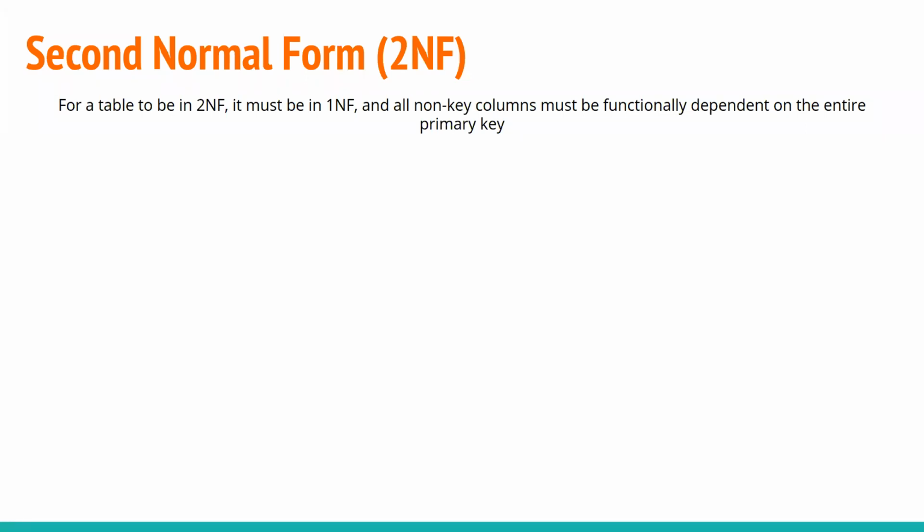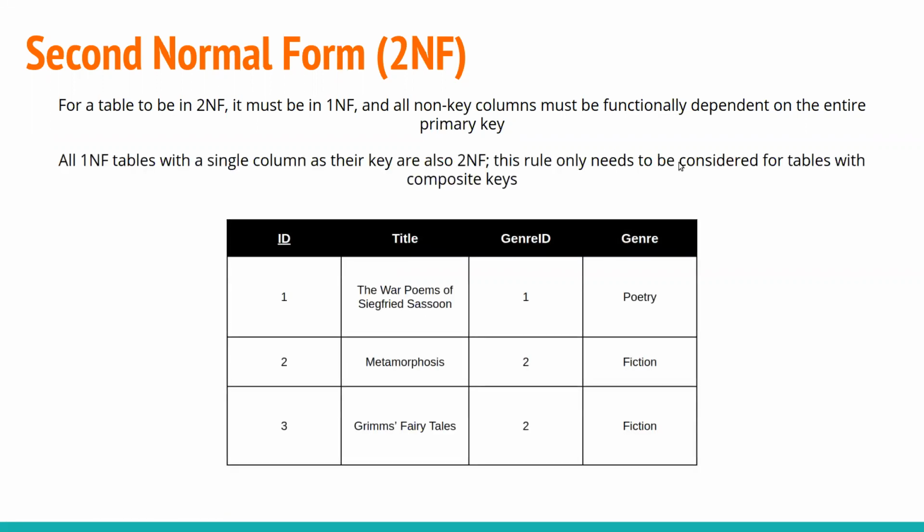So let's see. For a table to be in 2NF, it must be in 1NF. For it to be in 1NF, it mustn't have multiple values in any of its rows, in any of its columns, or in any field. If it's in 1NF, then it might be in 2NF, but there's another part of the rule. This is the second rule: all non-key columns must be functionally dependent on the entire primary key. It seems pretty confusing, but let's look at an example.